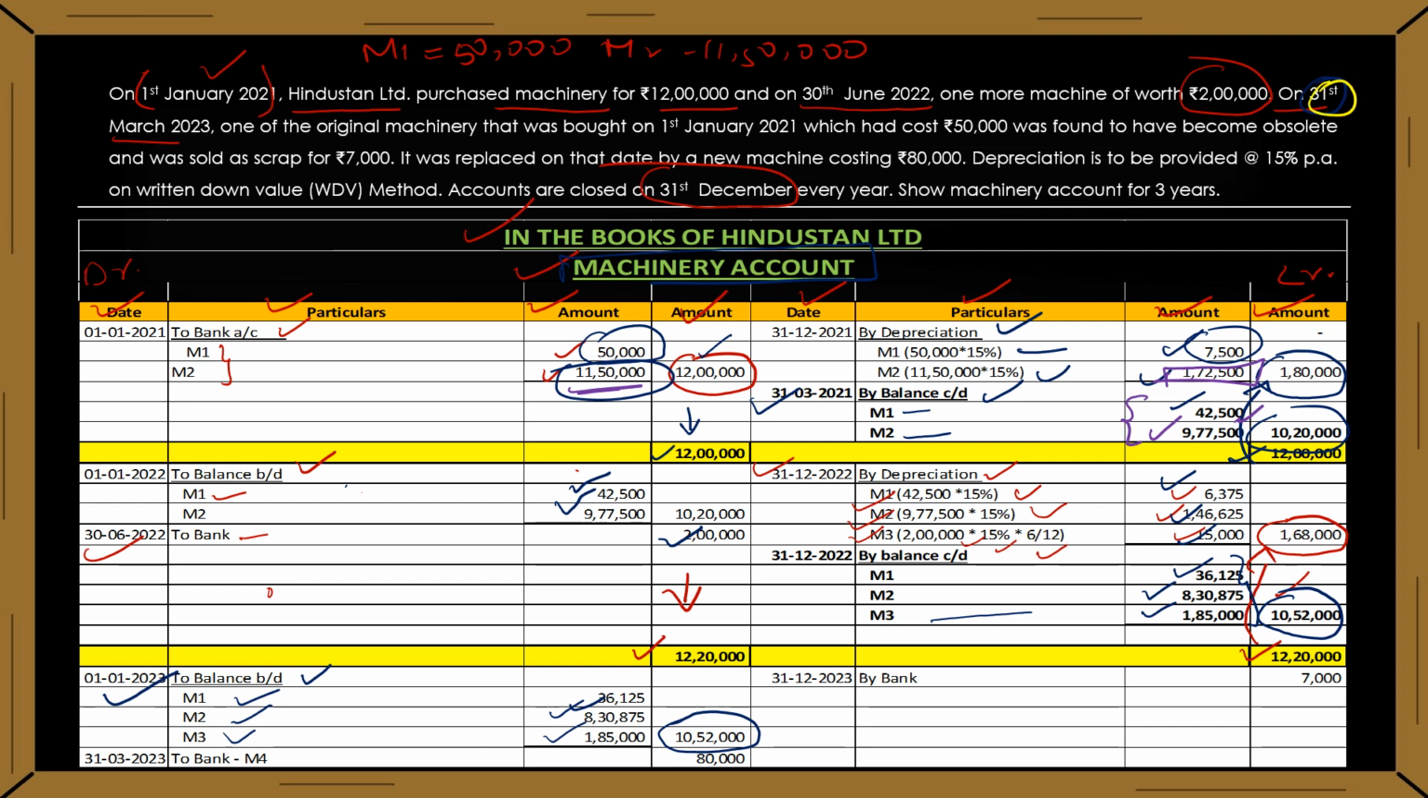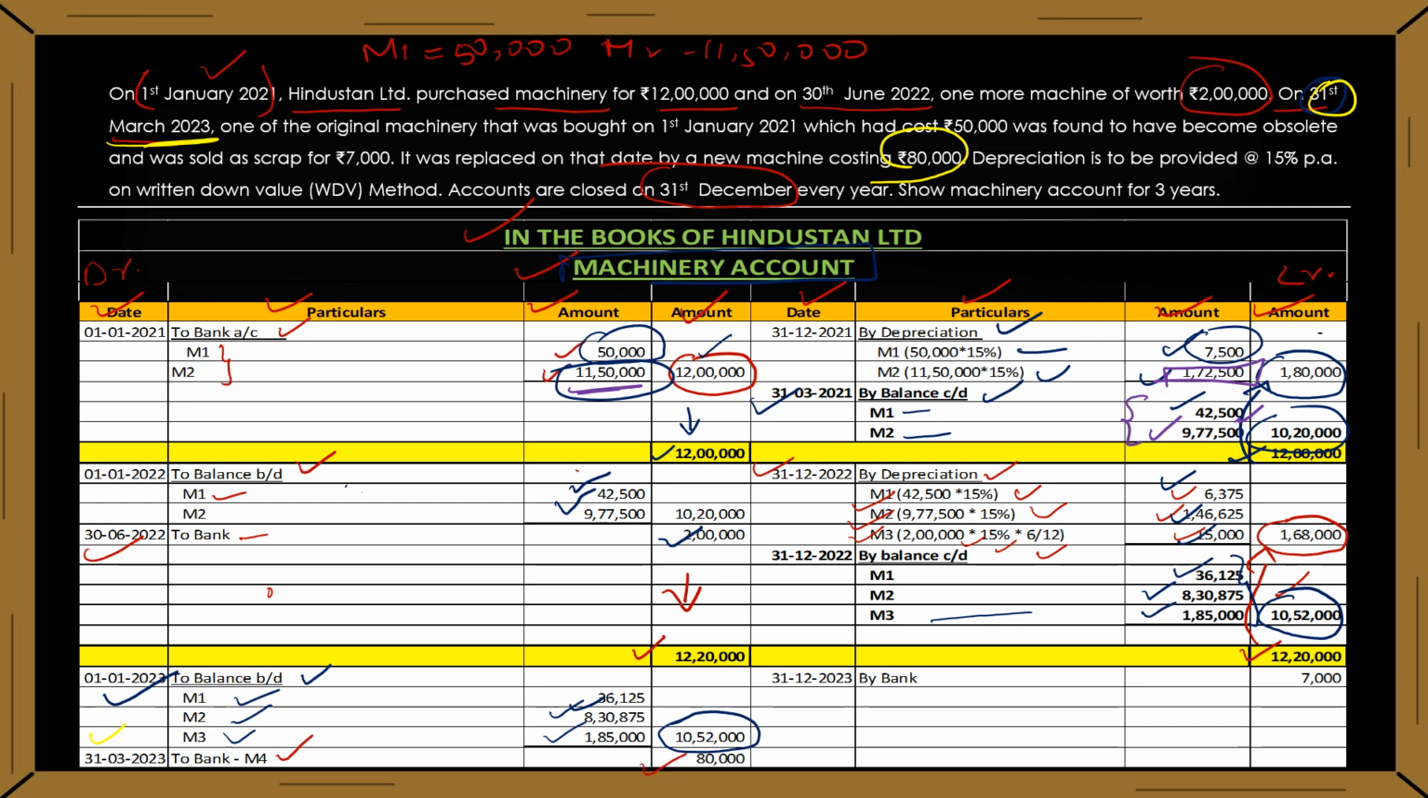Now see the question: on 31st March 2023, another machine was bought for rupees 80,000. So on 31/3/2023, we are buying another machinery. What is the journal entry for that? Machinery account debit to bank. This is the machinery account, so machinery M4 is debited and bank is credited, 80,000.